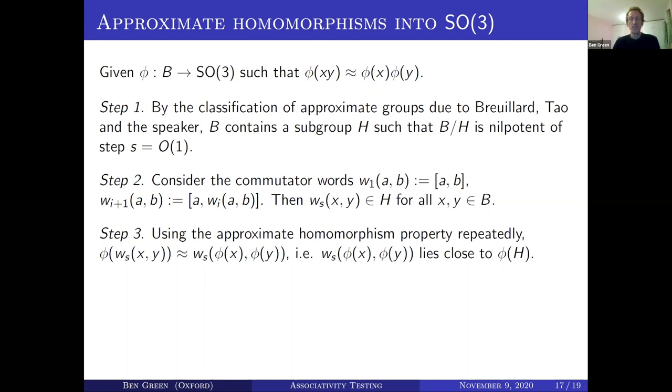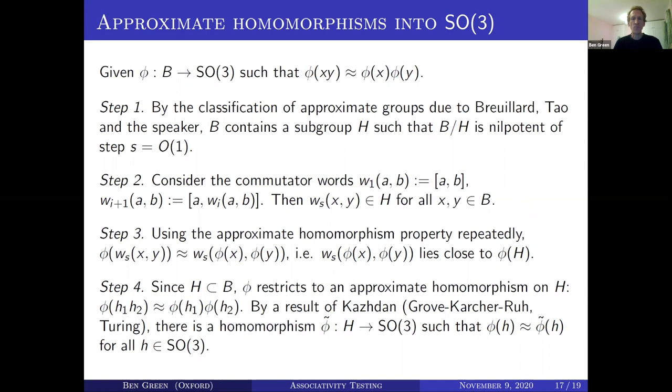Now, what does this phi look like restricted to H? H is a genuine subgroup, so we're really now doing group theory rather than additive combinatorics. There's a celebrated result of Kazhdan, related work of Grove, Karcher and Ruh, and also actually something by Alan Turing from the 30s that's quite closely related to this as well. So H is genuinely a group, and phi restricts to an approximate homomorphism on H.